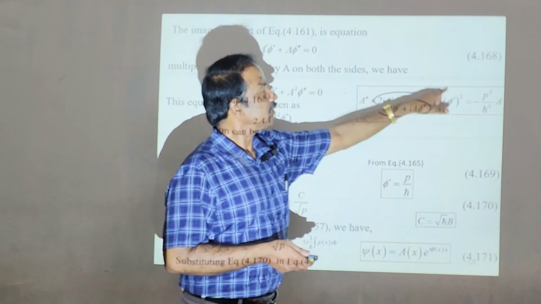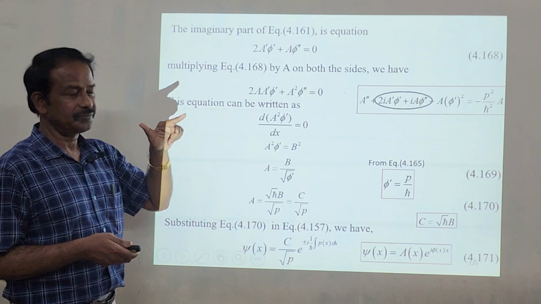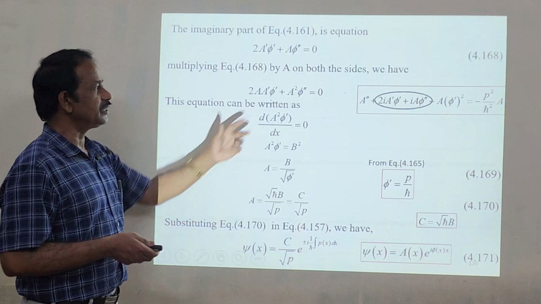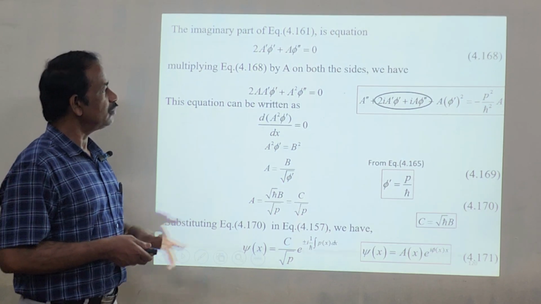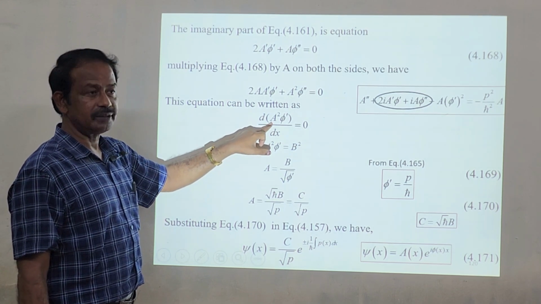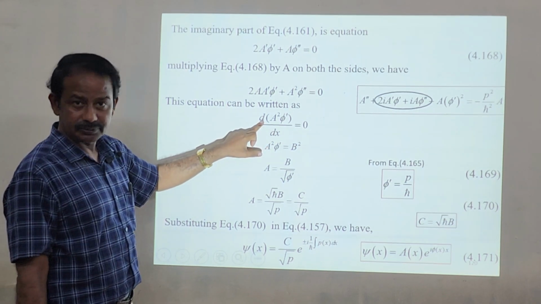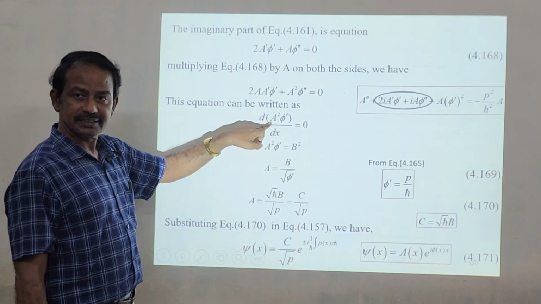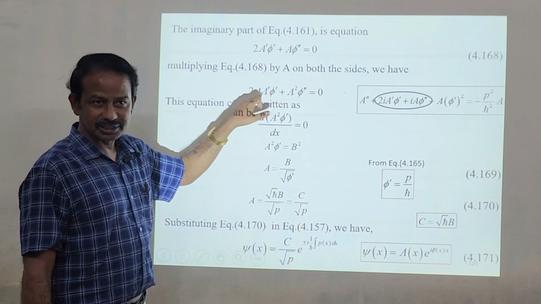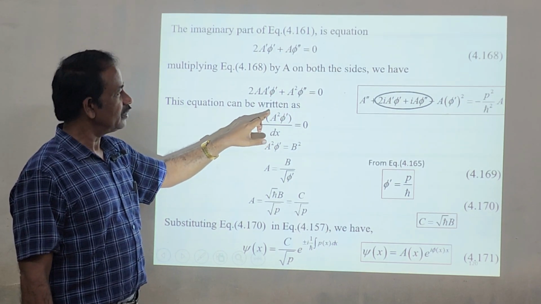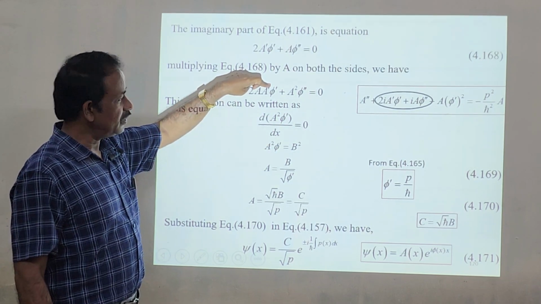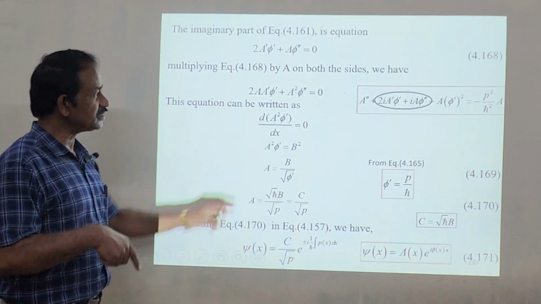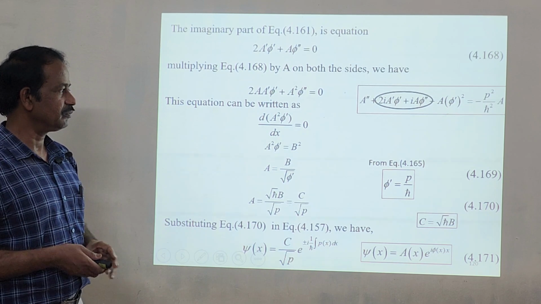We have already taken the real part and we got the results for phi. Now we are going to take the imaginary part. Multiply on both sides by a, that will give you this equation. Now this equation can be written as d of a squared phi prime. How is this possible? You just have to differentiate a squared phi prime with respect to x. You will get these two terms: 2a a prime phi prime, and another one is a squared phi double prime. So these two terms can be simplified as the differentiation of a squared phi prime, which is equal to 0.